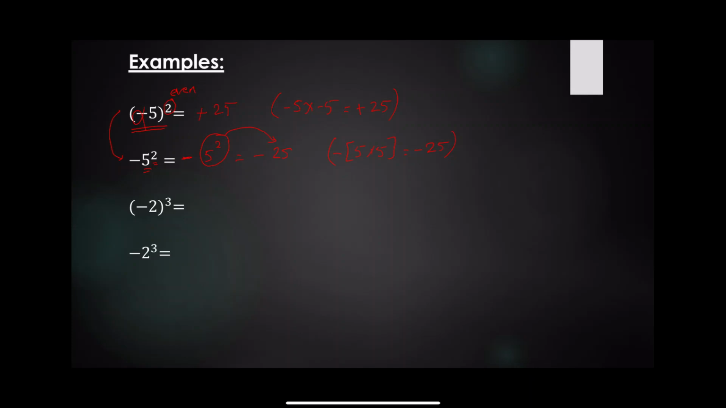Third example, negative 2 to the power 3. Now be careful. We have a bracket, a negative value, but the exponent is odd. So we are expecting, according to the rules that we just covered, to have a negative answer. Now we put the negative. Forget the negative. 2 to the power 3, we know that it is 8.